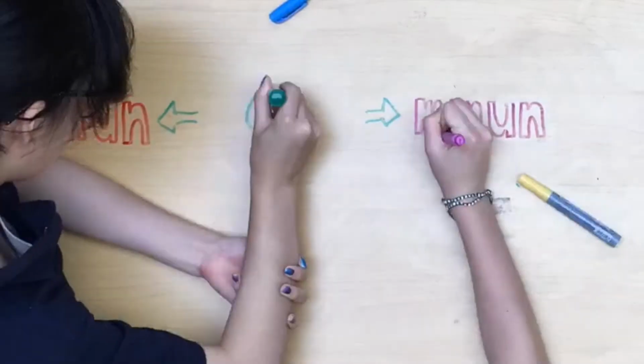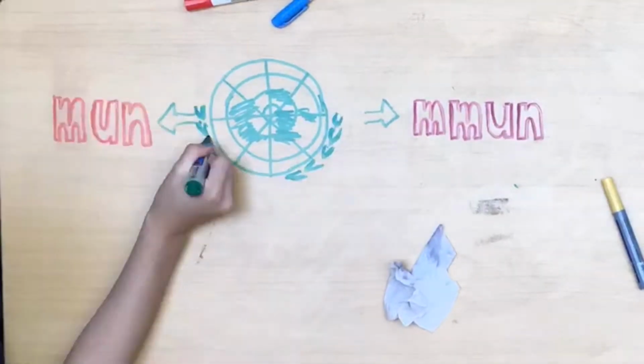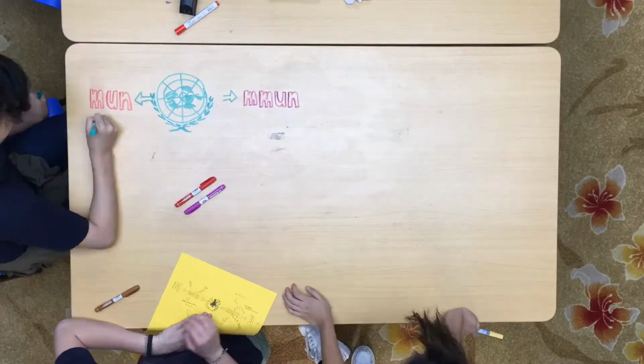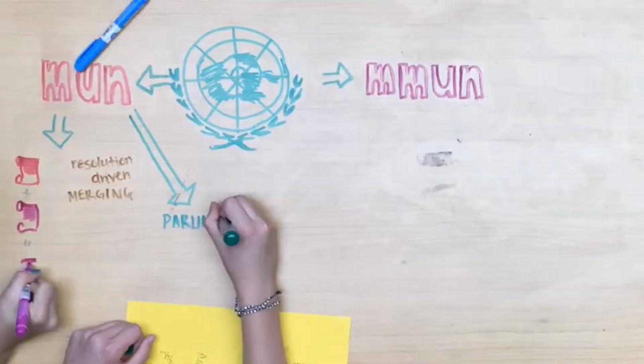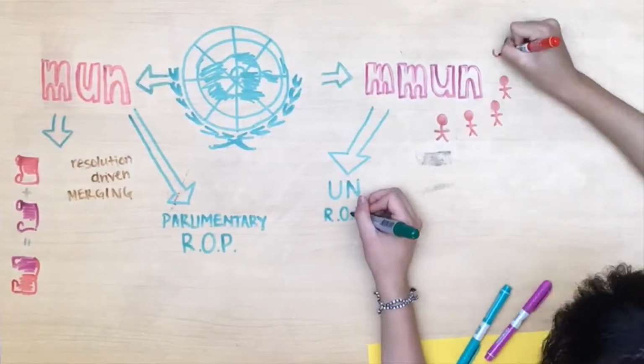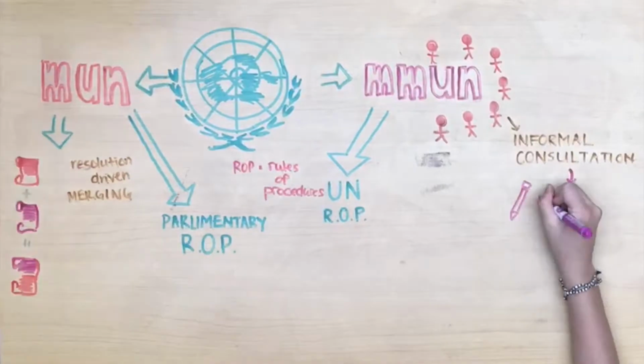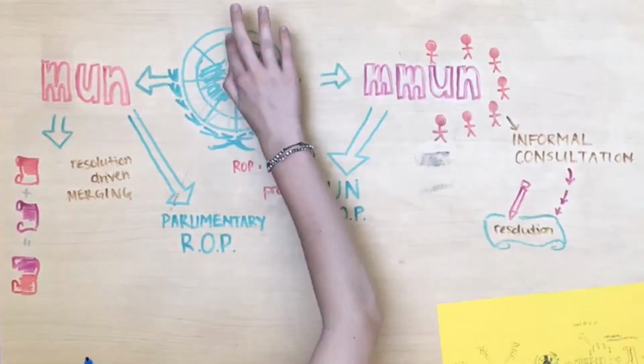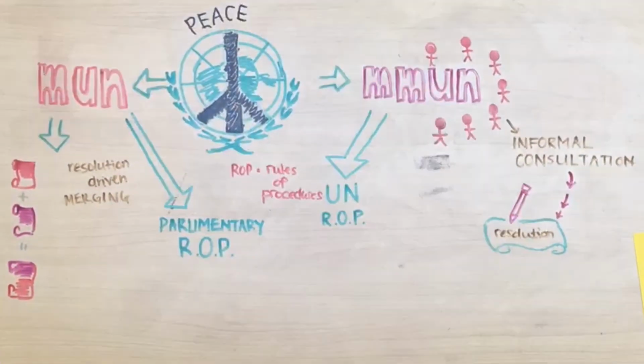There are two sides of Model UNs: one is just MUN, and the other one is held by the Montessori. MUN is resolution driven, and they also use the parliamentary rules of procedures. MMUN uses the UN rules of procedures. It's also informal consultation driven, which leads to resolution writing. Both are centered around creating peace around the world.